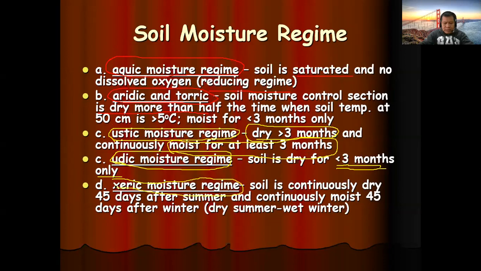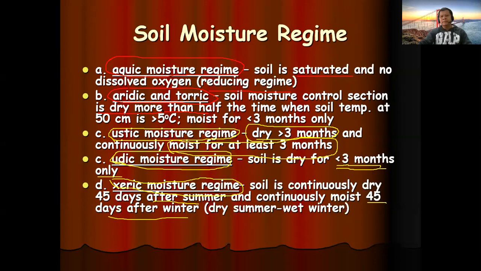So what is this? Xeric is continuously dry 45 days after summer. So after summer, 45 days after summer, dry pa rin siya. And continuously moist 45 days after winter. So this soil is dry after summer and wet after winter. So 45 days after summer, dry. Then 45 days after winter, moist. So these belong to the xeric moisture regime. Okay, take note for that.